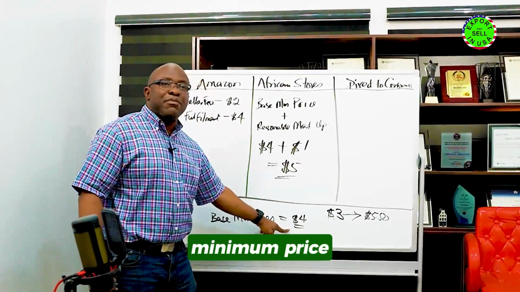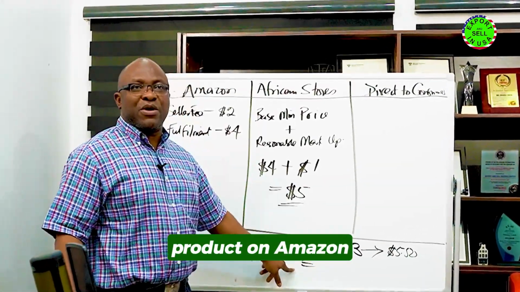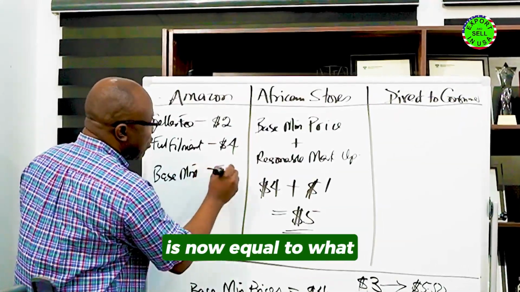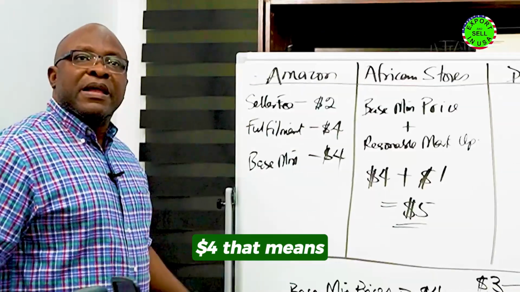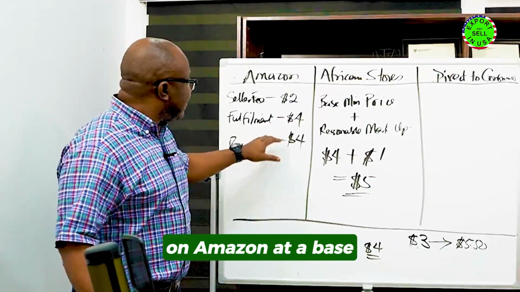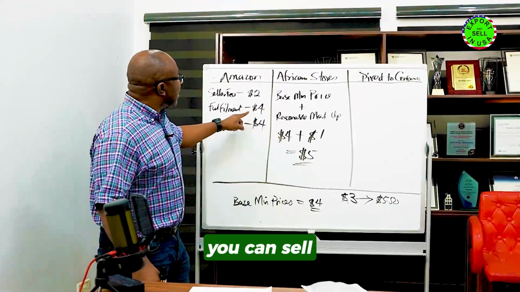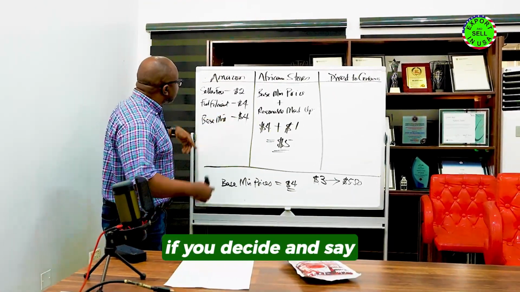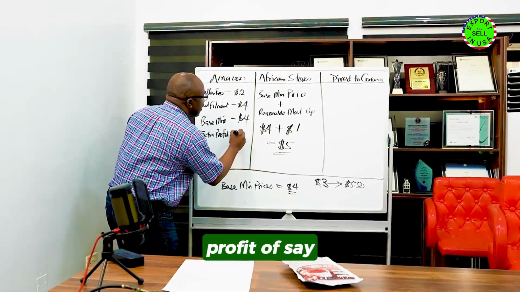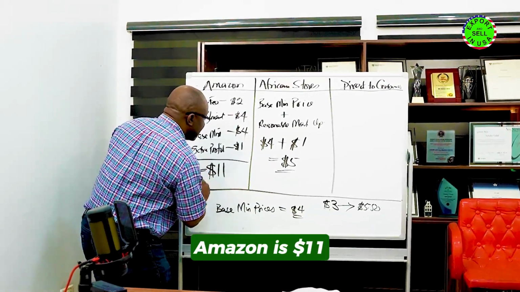Remember, this is your base minimum price. So what you have to do now, for you to be able to sell this product on Amazon, you have to add the base minimum price. So the base minimum is now equal to what? $4. That means for you to sell this product profitably on Amazon at a base, you have to sell it for what? $10. So while you're selling it to the African store for $5, you can't sell it on Amazon for less than $10. If you decide and say, you know what, let me make an extra profit of say $1, that means the total you can sell this product on Amazon is $11.